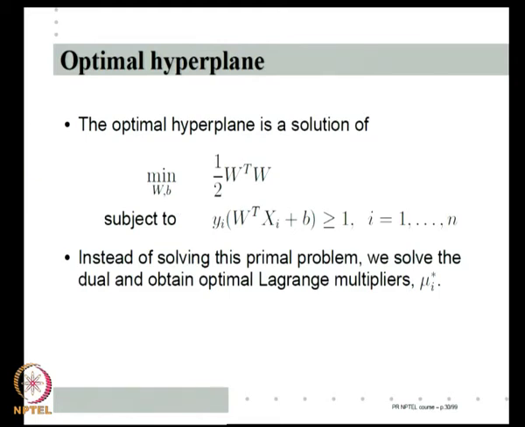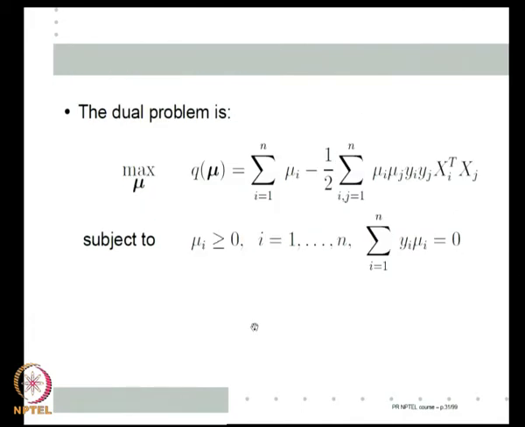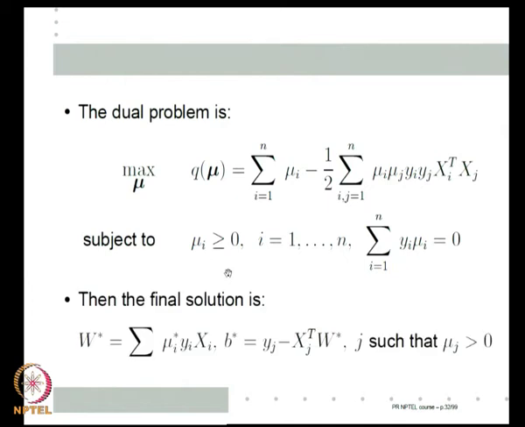To sum up, the optimal hyperplane is a solution of this optimization problem. We call this the primal problem. Instead of solving this primal problem, we solve the dual and obtain the optimal Lagrange multipliers. When you solve this, we get all the mu i's, and once we get all the mu i's, this is my final solution. What do I mean by w star, b star being my solution? Now, you give me any x, then I calculate w star transpose x plus b star. If this is positive, I put it in class plus 1. If it is negative, I put it in class minus 1. So w star, b star gives me my optimal hyperplane.